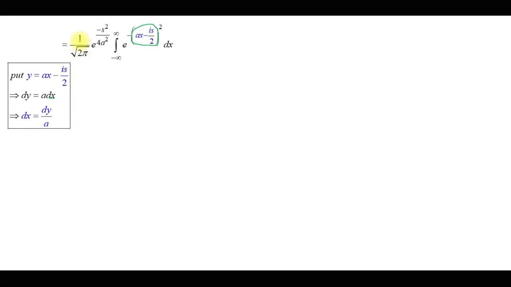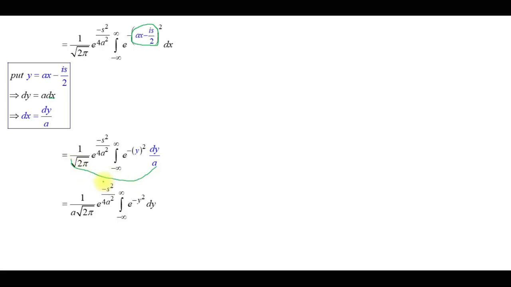So this is equal to 1 divided by square root of 2 pi, e power minus s square divided by 4a square, integration minus infinity to plus infinity e power minus y square. What is dx? dx equal to dy by a. Here a is constant, so we take it outside, which is equal to 1 divided by a root 2 pi, e power minus s square by 4a square, integration minus infinity to plus infinity e power minus y square dy.